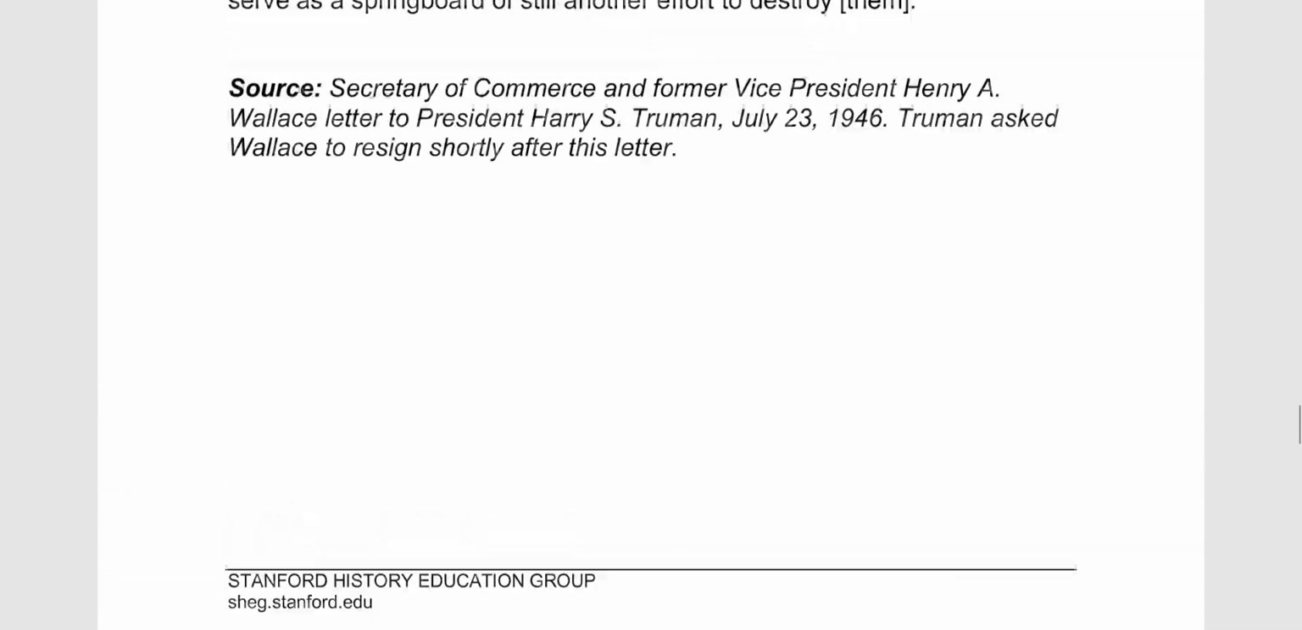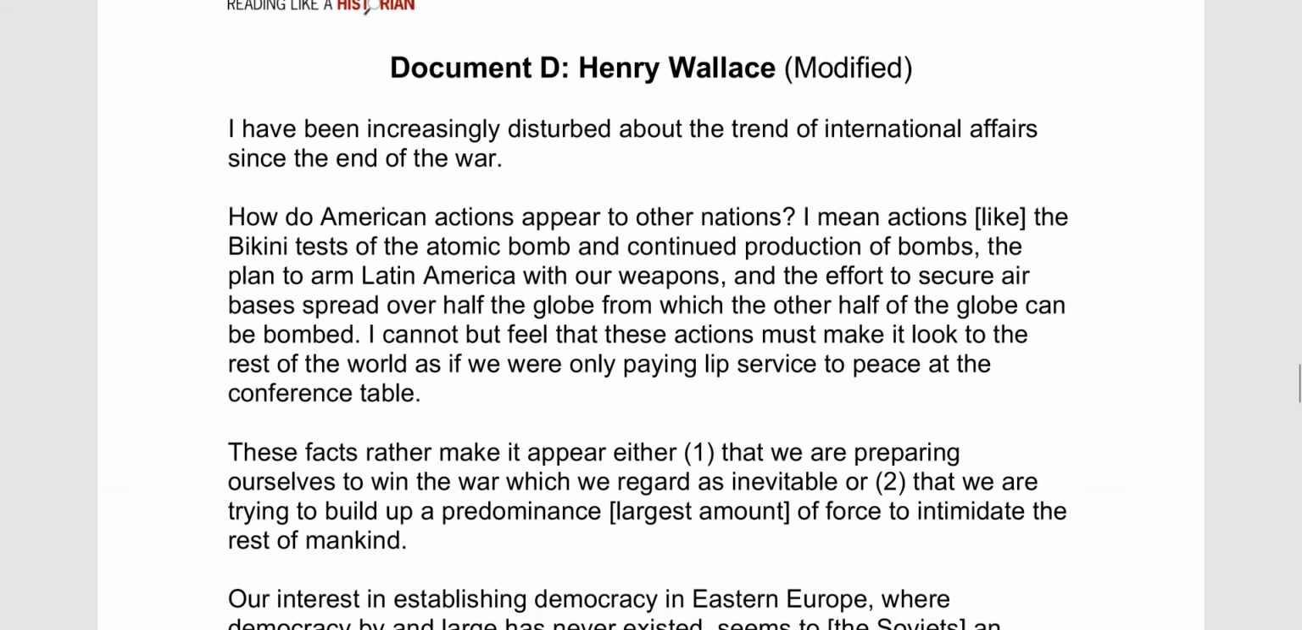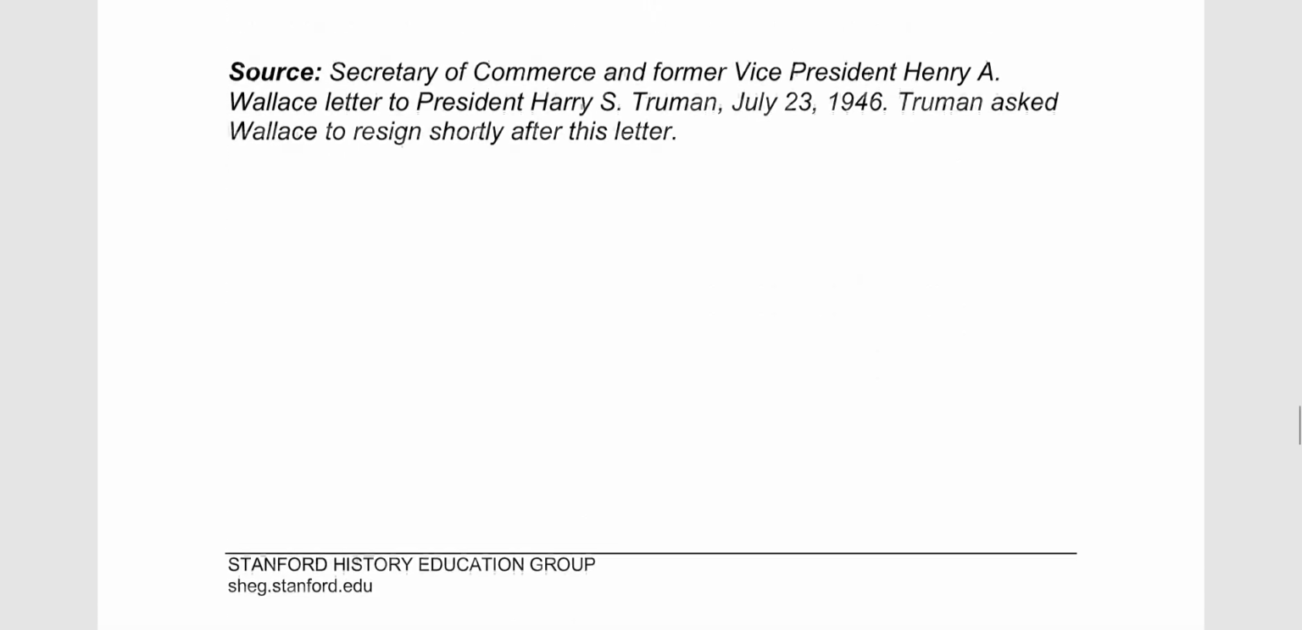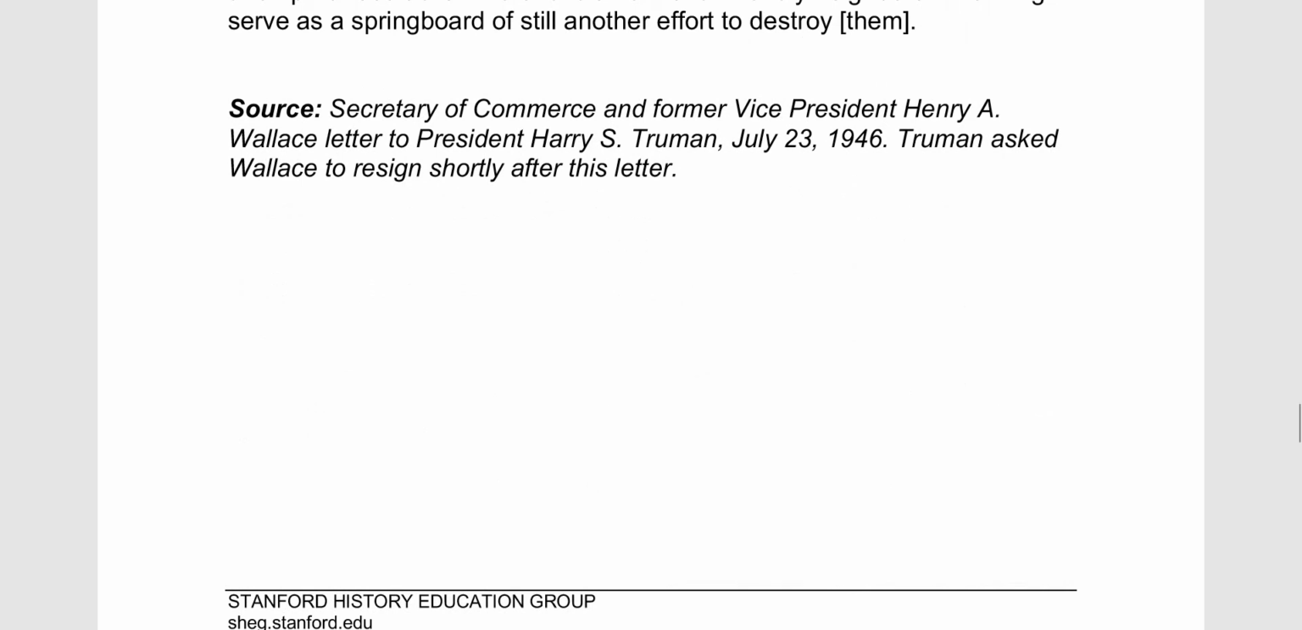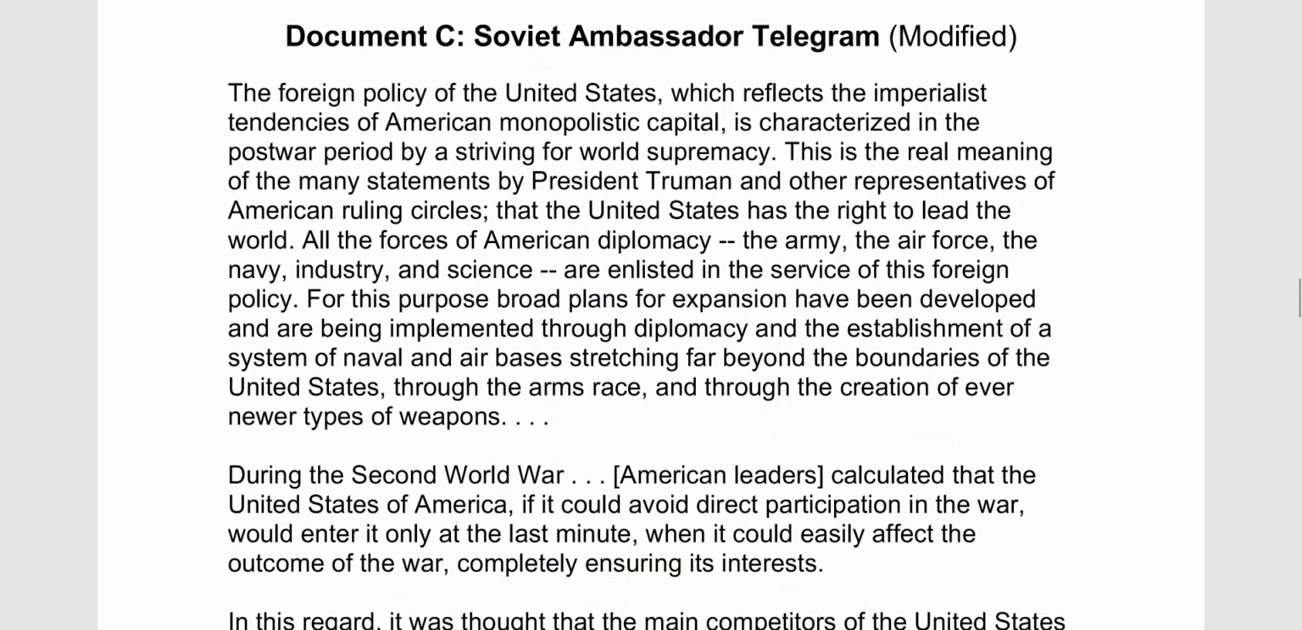So let's dive into document D. It's one of the shorter documents. We just read in document C, a Russian ambassador and his perception of what happened. Now we're going to get the equivalent, which is Henry Wallace, who is the Secretary of Commerce and former Vice President. And he's writing to President Truman, July 23rd, 1946.